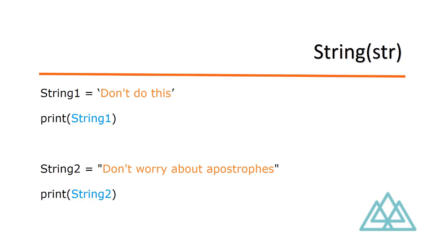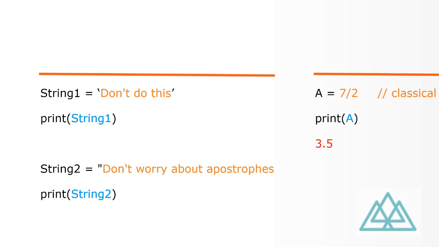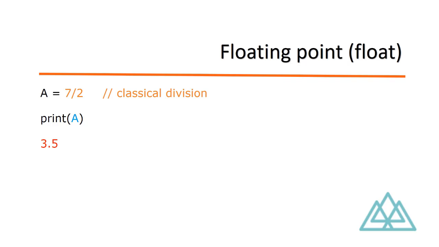Let's move to the next data type, which is called float. Float is a number with a decimal point. If you do division of numbers like 7 divided by 2, the answer would be 3.5. This is the classical division in Python. But if you want to exclude the decimal point from any division, then you can use two slashes in place of one single slash.